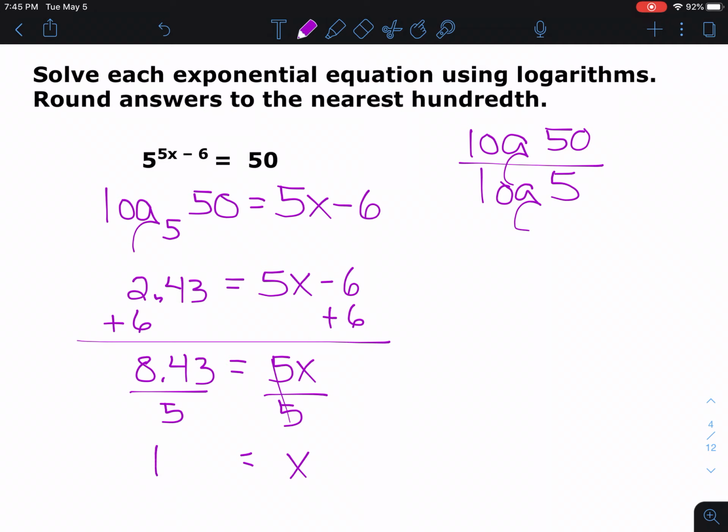So I have 1.69. And once again, I have a much more accurate answer here than what I started with. And that's how you solve an exponential equation.